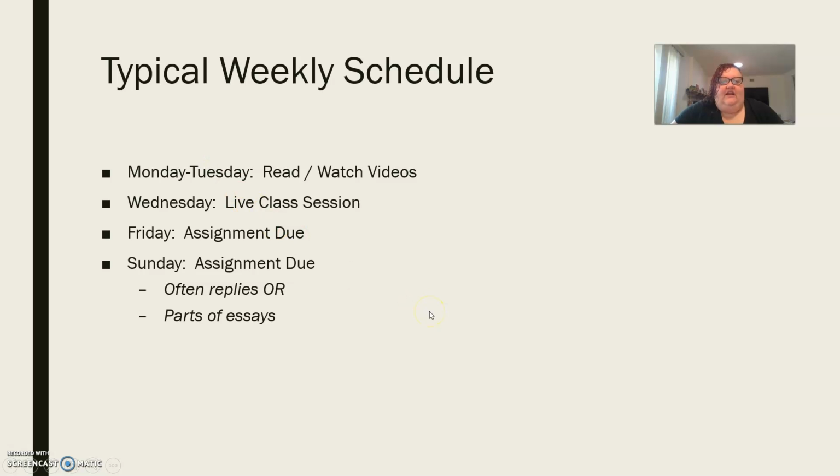I also wanted to share our typical weekly schedule with you, just so you can see what the pattern of the semester is going to be. I've had a few students ask me different scheduling questions, but our schedule stays pretty similar for the rest of the semester in terms of what we do on each day. So this is for your own planning purposes. On Mondays and Tuesdays, you have time to read any articles or chapters that are assigned or watch any videos that are assigned. That's also when I reach out to you individually to check in and see how everyone's doing.